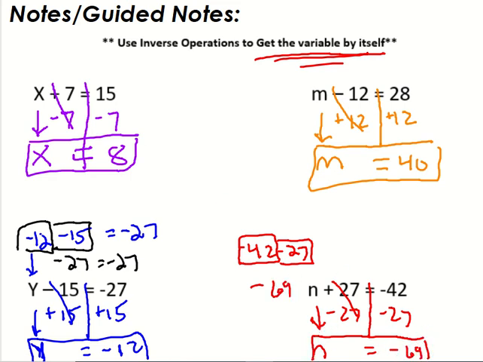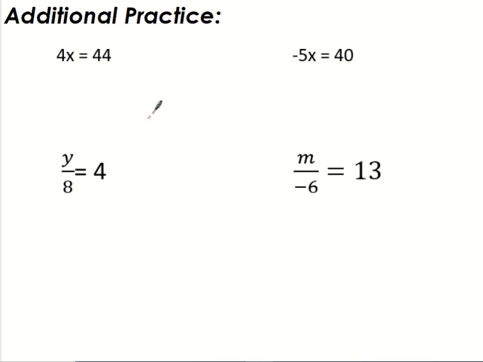Okay, so moving on. Now we're going to look at ones with multiplication and division. And we're still going to use our inverse operations. So 4x equals 44. Again, a lot of people can realize that x is 11. That's great, but we want to know how to get there. So when you see 4x like this, it is 4 times x. Whenever there's a variable attached to a number, that means multiplication. So this is 4 times x.